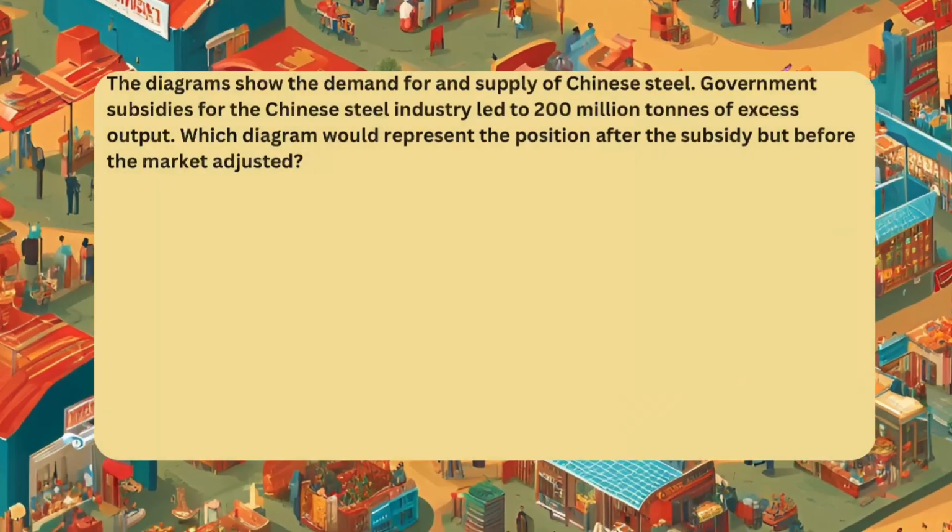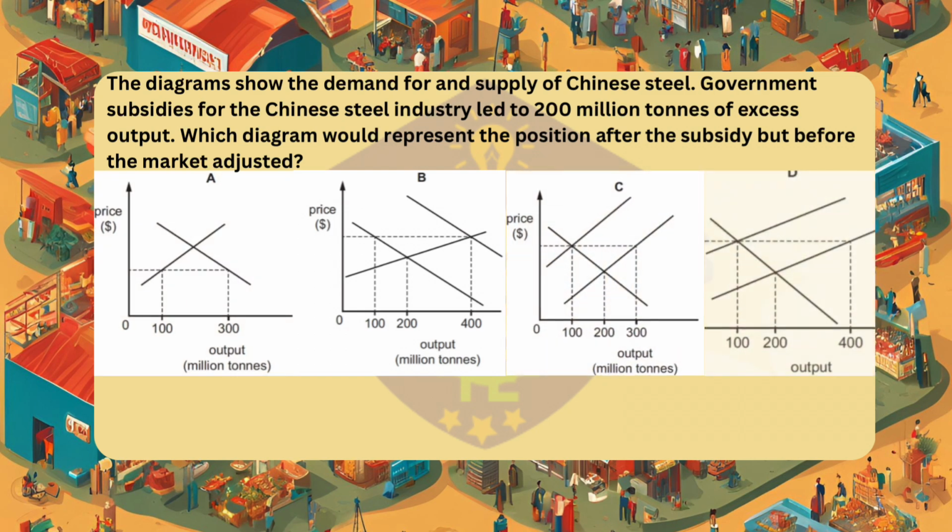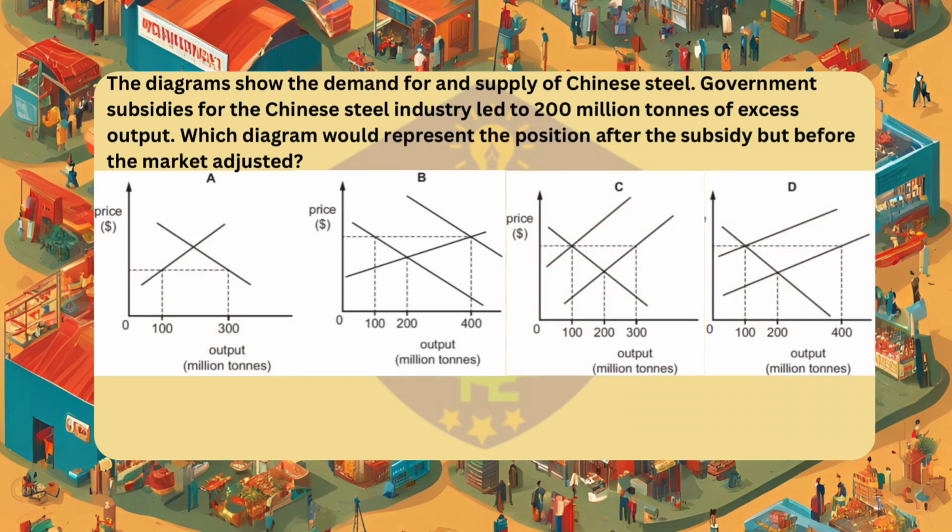Moving to fourth question. The diagrams show the demand for and supply of Chinese steel. Government subsidies for the Chinese steel industry led to 200 million tons of excess output. Which diagram would represent the position after the subsidy but before the market adjusted? This question is from year 2022 February-March version 2 paper. The correct answer for this question is option C.